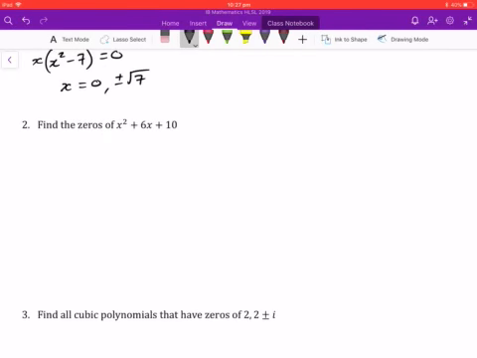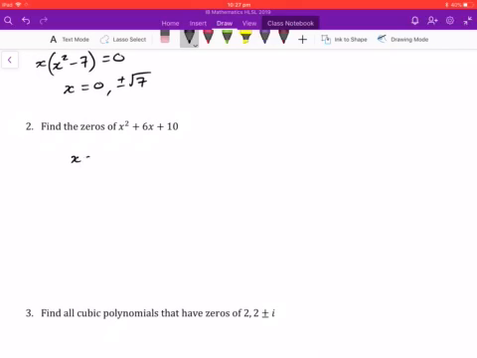Find the zeros of x squared plus 6x plus 10. So if I factorize this, well, I can't. Two numbers that add to 6 and multiply to 10, well, there aren't any. So x is equal to, using the quadratic formula, I can't remember that.